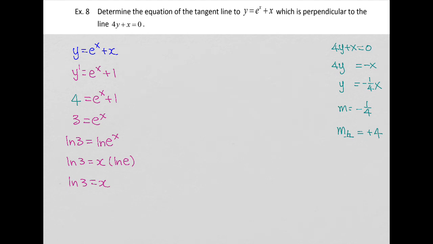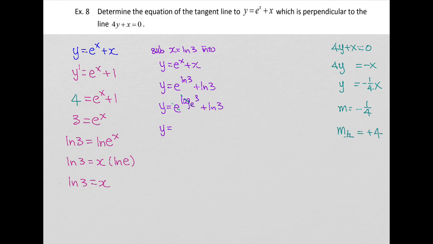So now we have the slope, we have the x, we just need to find y now. So we substitute x equals ln 3 into the function y equals e to the power x plus x. And we know ln is log base e. And this can go away using the property of log and exponential rules. So we get y equals 3 plus ln 3.